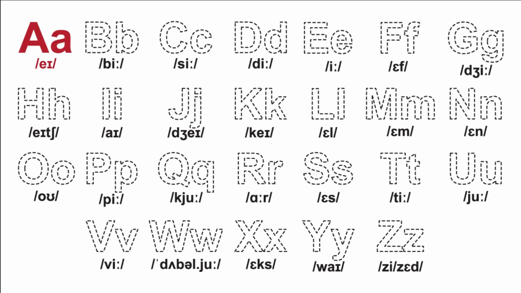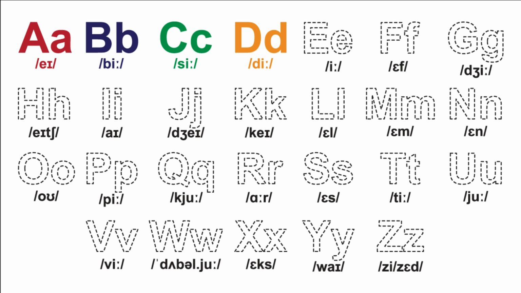A is for apple, A is for ant. B is for ball, B is for bat. C is for carrot, C is for car. D is for duck, D is for door. E is for elevator, E is for egg.